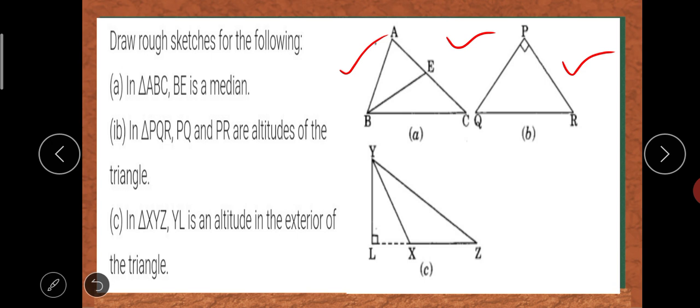Third, in a triangle XYZ, YL is an altitude in the exterior of the triangle. Here is the triangle, and we draw an altitude YL, which forms 90 degrees, but it lies in the exterior of the triangle.